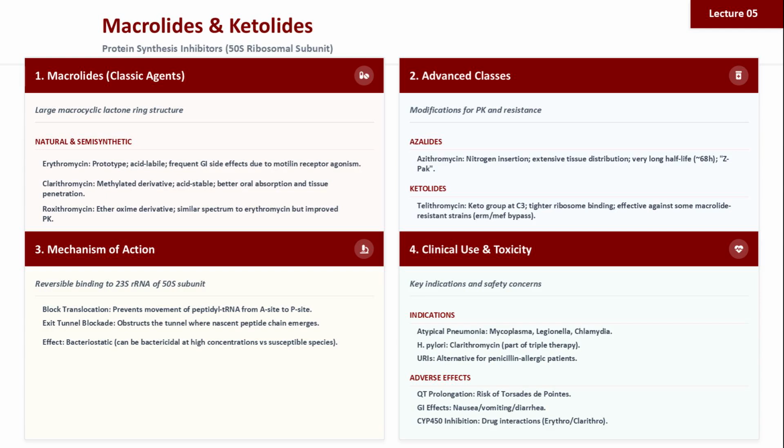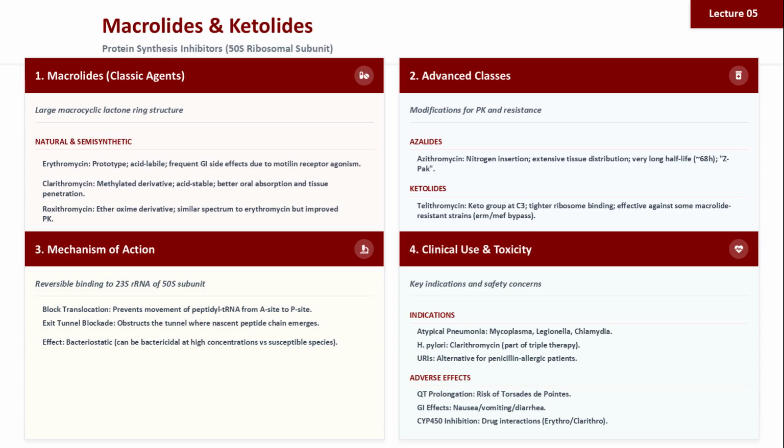Macrolides bind to the 23S rRNA of the 50S ribosomal subunit. They block translocation, meaning the ribosome cannot move from the A site to the P site. Also, they block the exit tunnel, so the growing peptide chain cannot come out. Because of this, protein synthesis stops. These drugs are generally bacteriostatic, but can be bactericidal at higher concentrations.